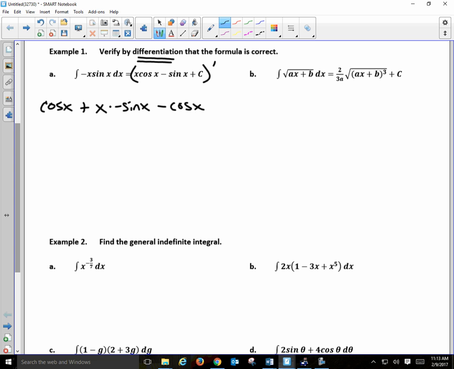If you notice here, I have cosine of x minus x sine of x minus cosine of x. What happens? Cosines cancel. I'm left with negative x sine of x. Is that what I have in my integral? It is. So I verified that it is correct by differentiation.